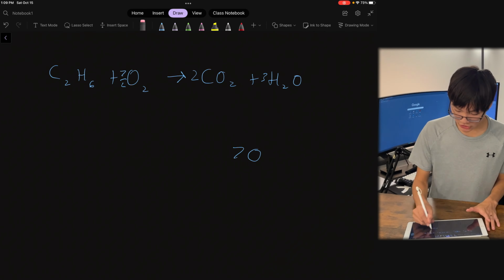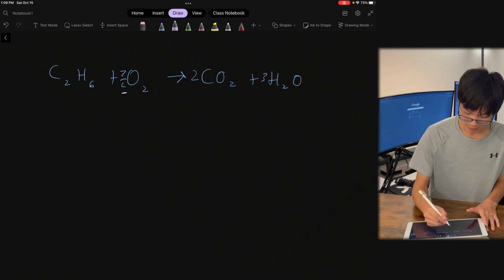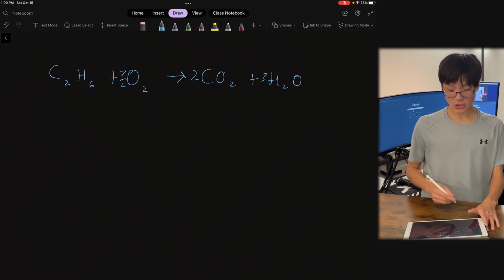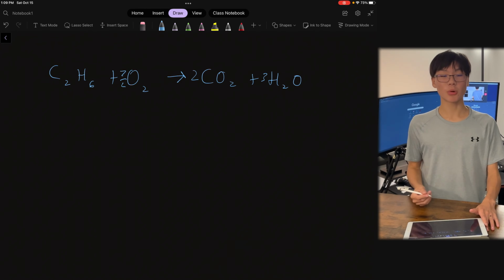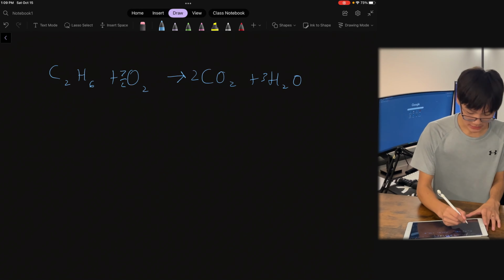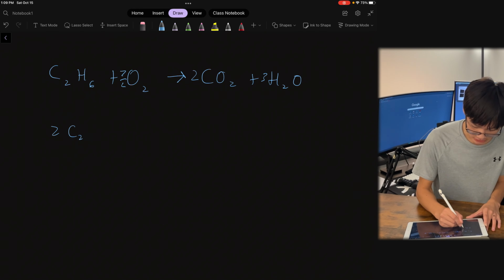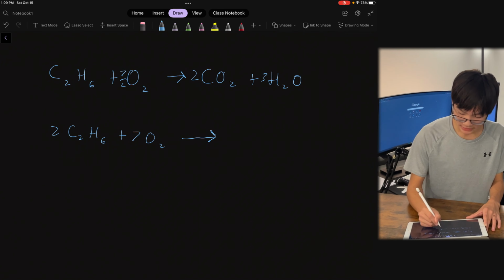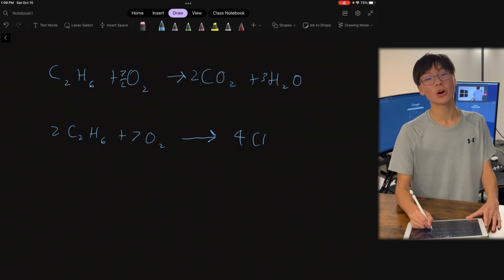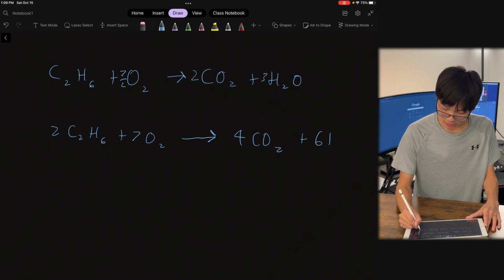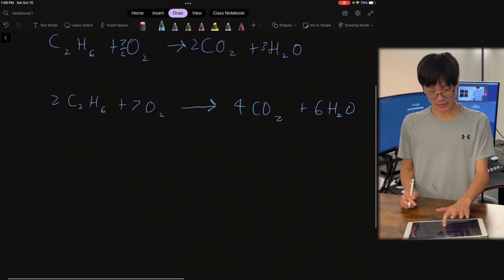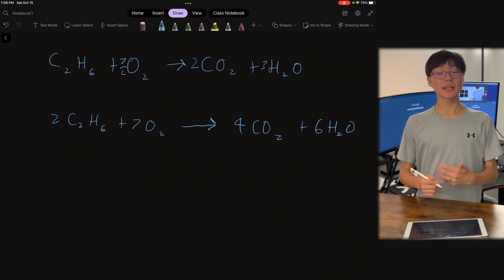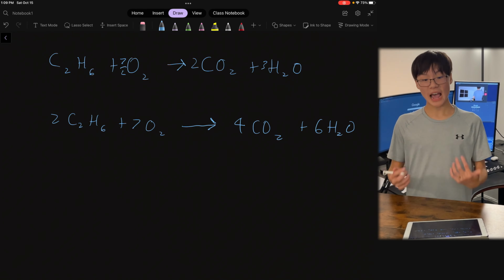But we don't really want that 2 in the denominator right here. So we're going to be multiplying everything by 2. So we're going to have 2 molecules of ethane, C2H6, and now we're going to have 7 molecules of oxygen. And on our product side, we're going to have 4 molecules of carbon dioxide and 6 molecules of water. And there we go. We successfully balanced a simple chemical reaction.